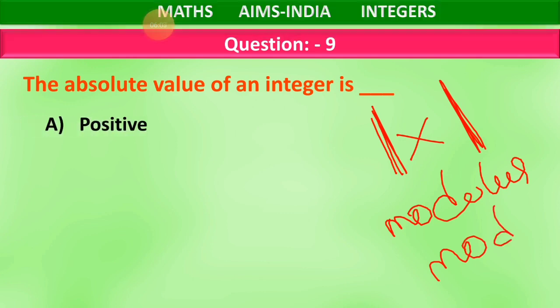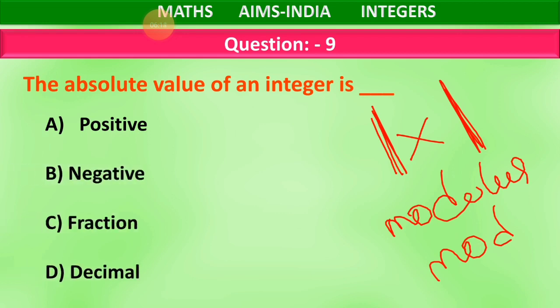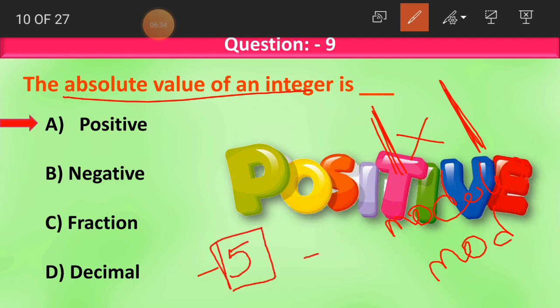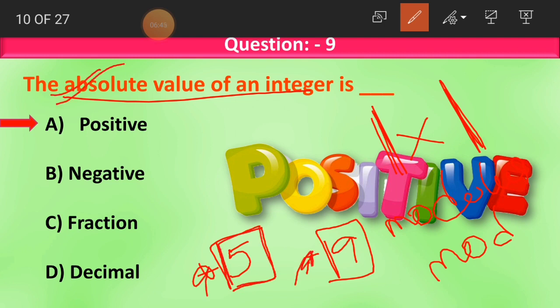The absolute value of an integer is A. positive, B. negative, C. fraction, D. decimal. What is the correct answer? Yes, very good. Option A. positive. What does the absolute value mean? Absolute value means the value of an integer without the sign, regardless of the sign. When I say minus 5, its absolute value becomes 5. When I say minus 9, its absolute value becomes 9, okay? Regardless of the sign, the value of the integer becomes the absolute value.